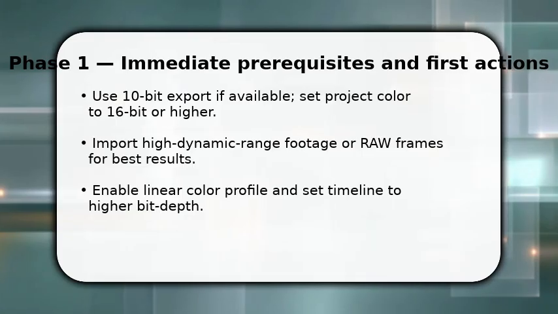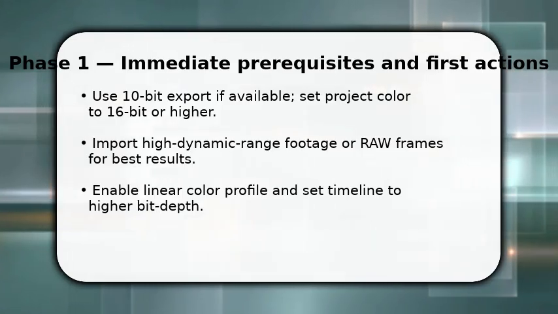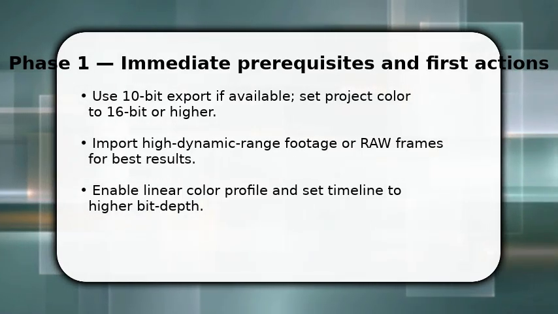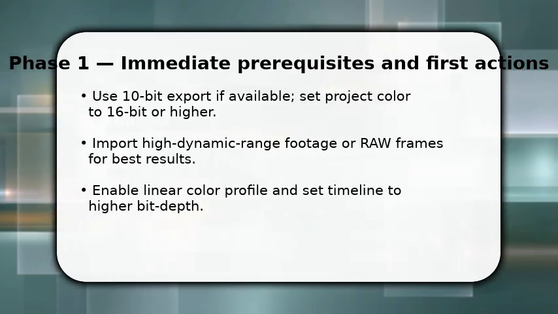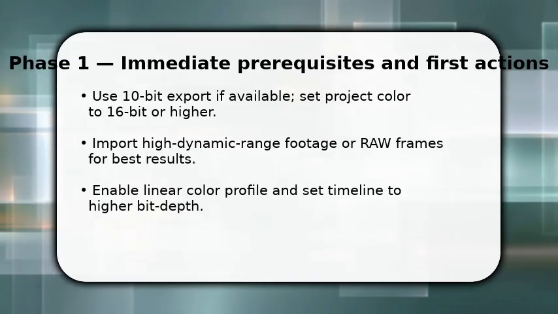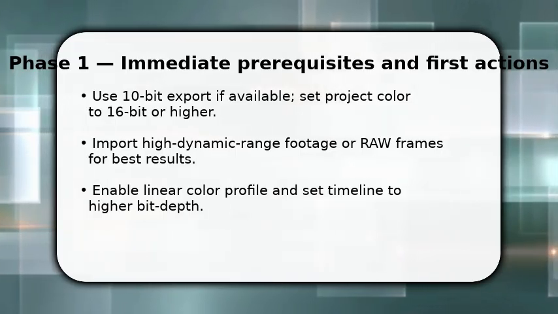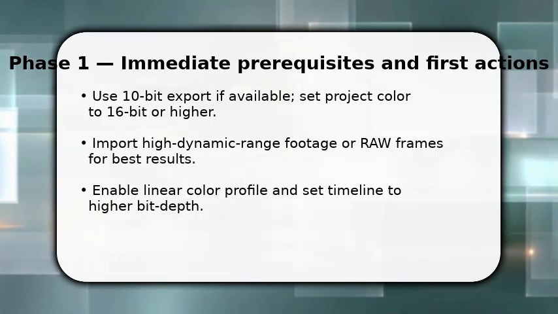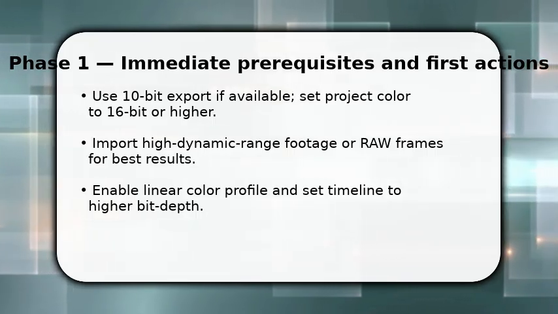Start by preparing your project so you can work with real HDR data. You open Alight Motion, set the timeline to a higher bit depth, and choose a linear color profile. This preserves highlight and shadow detail. Then import high dynamic range footage or RAW frames. You need that extra headroom.